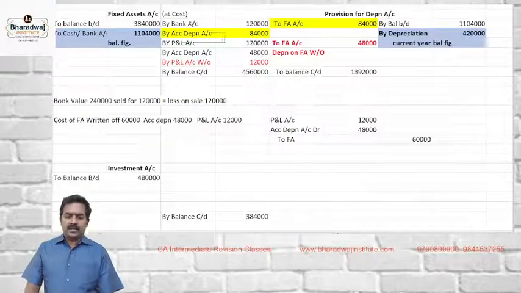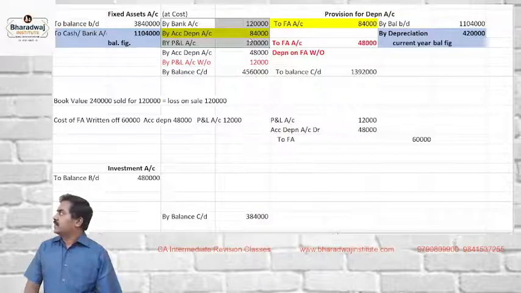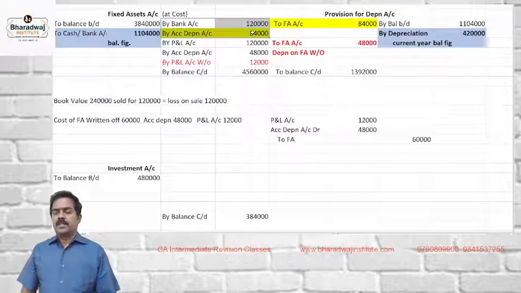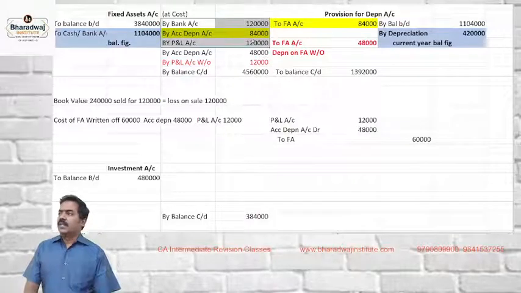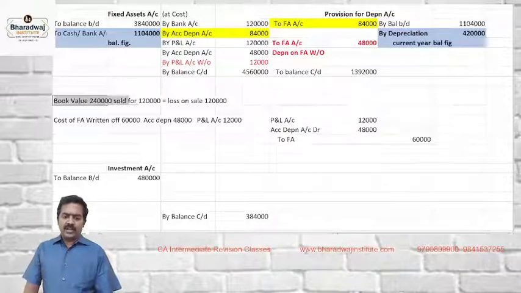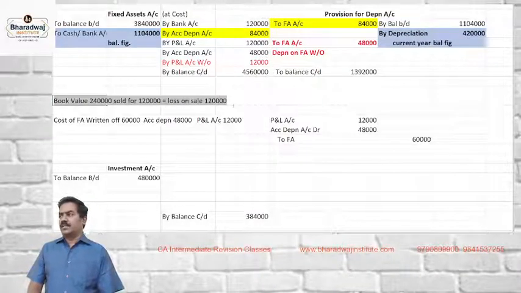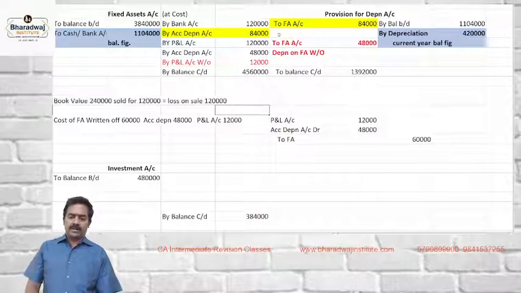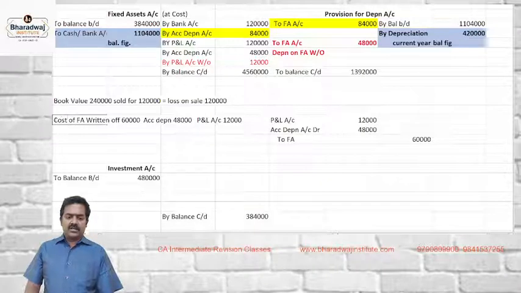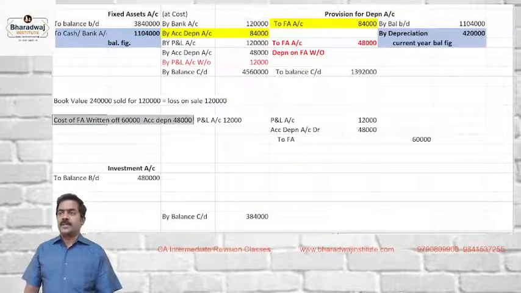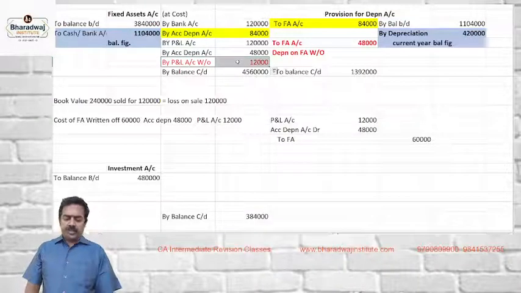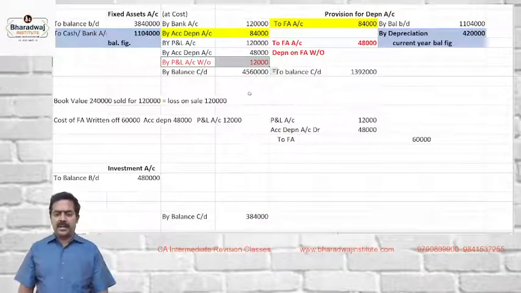Once again I repeat, any doubt in the first three credits? By bank for sale, by accumulated depreciation on the asset sold is 84,000. Loss on sale of asset is how much? 1,20,000. Book value minus selling price will give us what? Loss on sale. Please remember, it is not cost of the asset, it is book value of the asset sold. Then cost of fixed asset written off is 60,000. Accumulated depreciation is how much? 48,000. So P&L account, 12,000 should be taken. Loss.